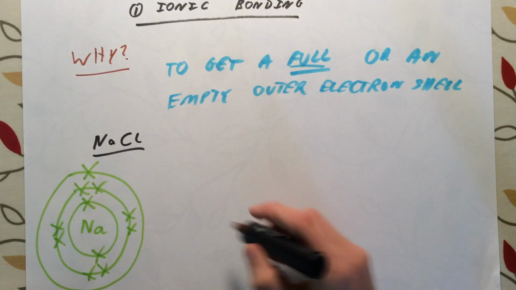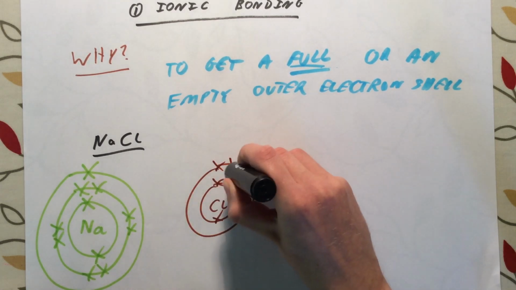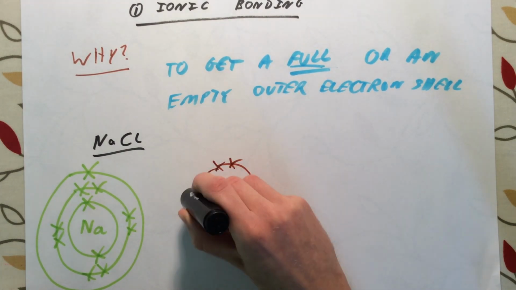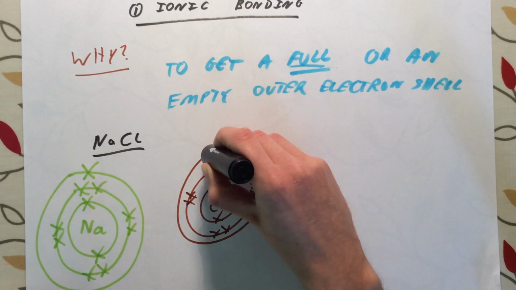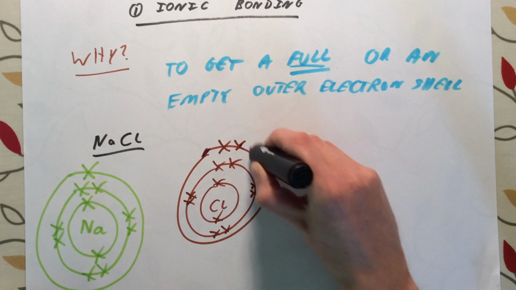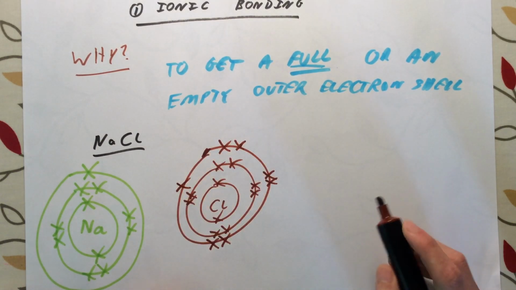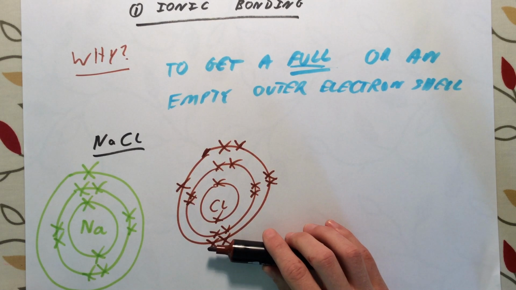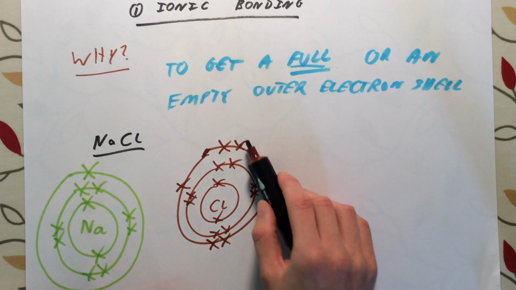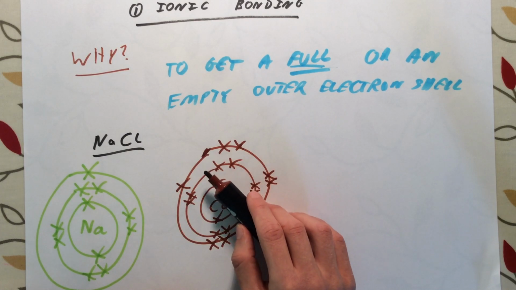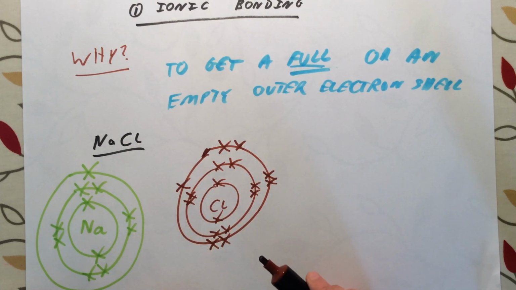Okay, so I need to get up to 17 this time. First shell's got 2 electrons in, second shell should have 8 electrons in. That gives me 10. My third shell needs to have 1, 2, 3, 4, 5, 6, 7 electrons in. That gives me 17 electrons in total. Now an atom of chlorine is a bit different. It's got 7 electrons in its outer shell to start with. The easiest way for that to get a full outer shell is to gain 1 electron.